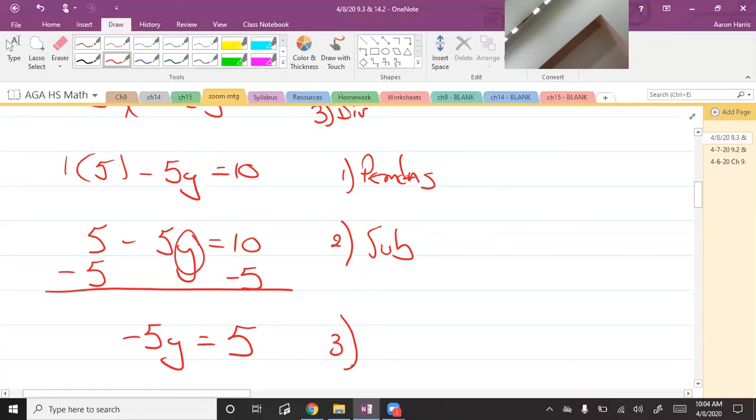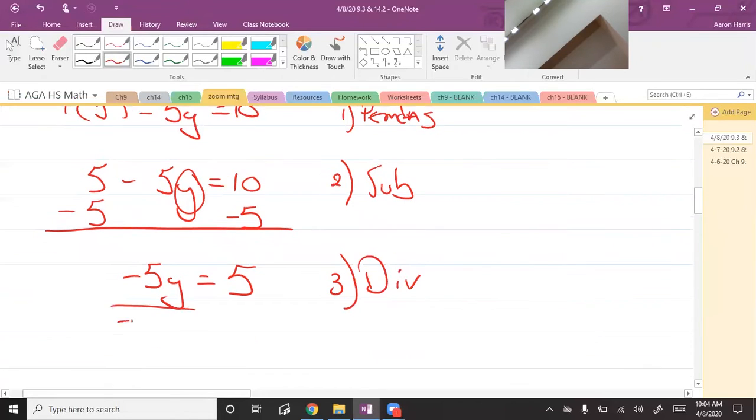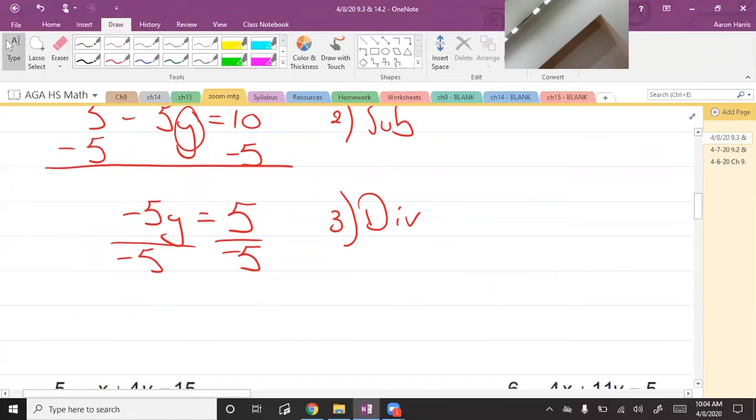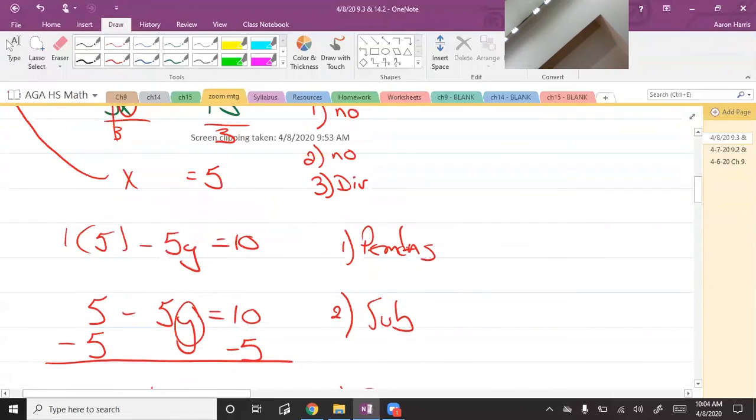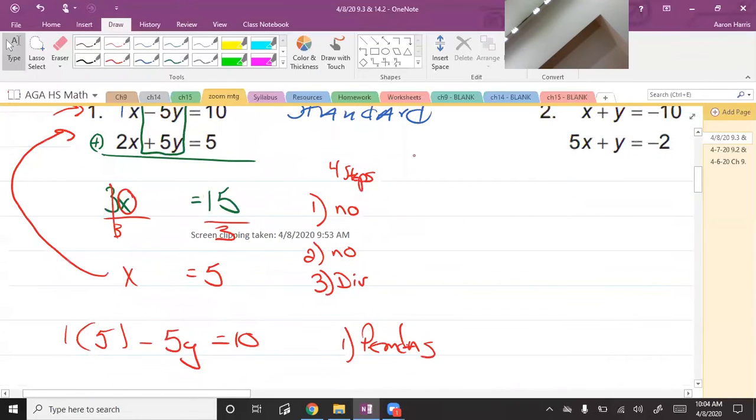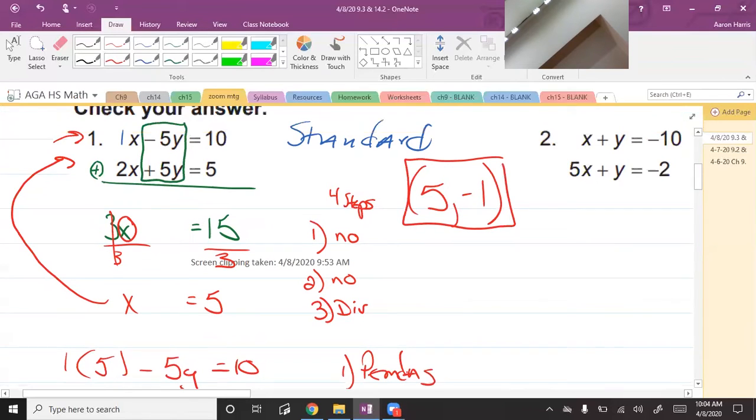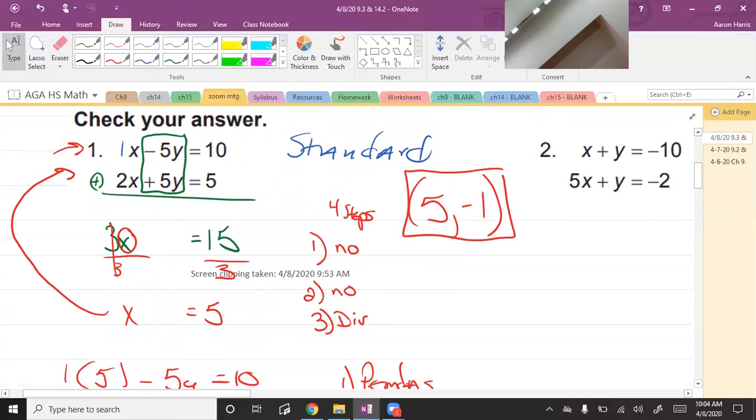Step 3, remove multiplication, division. So I'm going to divide. What am I dividing by? You got it, -5. So if I divide by -5, I got to do it on both sides. So -5 gives me 1. Y is equal to 5 divided by -5 is a -1. So now look, y is equal to -1, x is equal to 5. My final answer is 5, comma, -1. This is where both of these equations up here intersect. Does that make sense? Pretty straightforward.